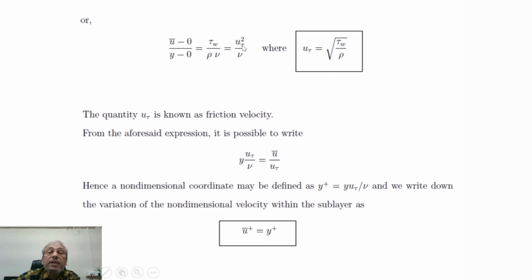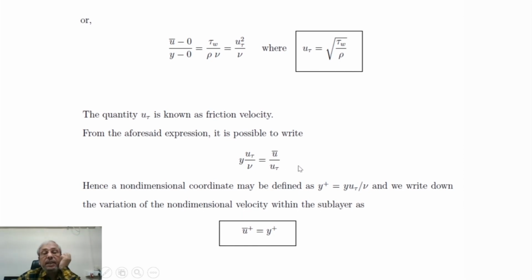So tau w by rho we are substituting by u tau square, and we are writing this as u tau square by nu, where u tau is given by root over tau w by rho, and this u tau is known as friction velocity. This is friction velocity. So from the aforesaid expression, then we can rearrange and write y u tau by nu equal to u bar by u tau.